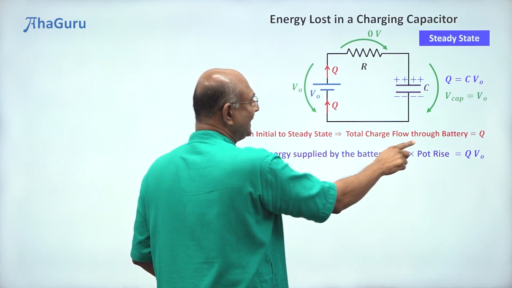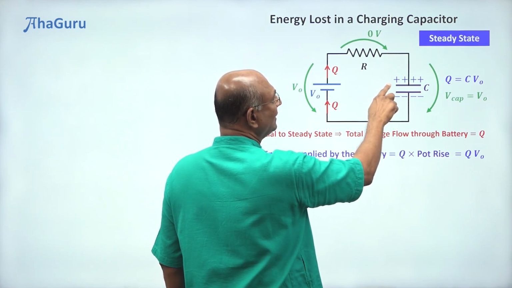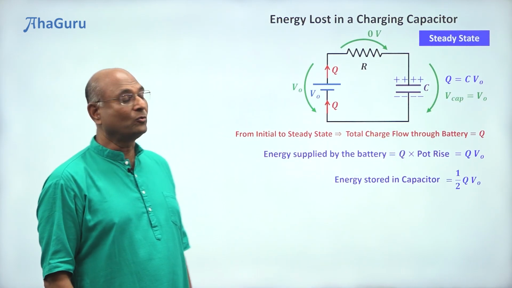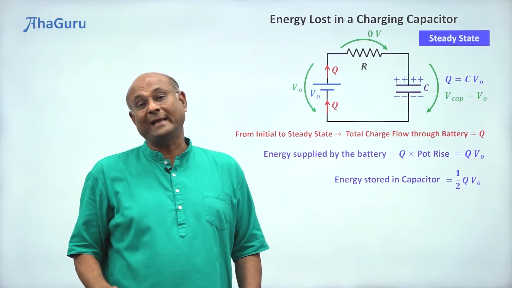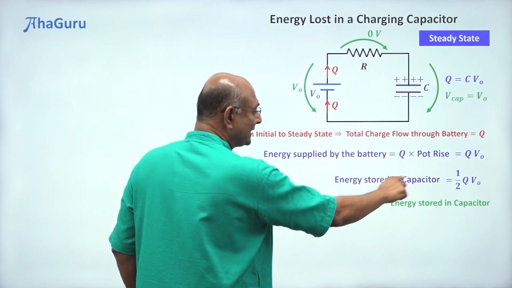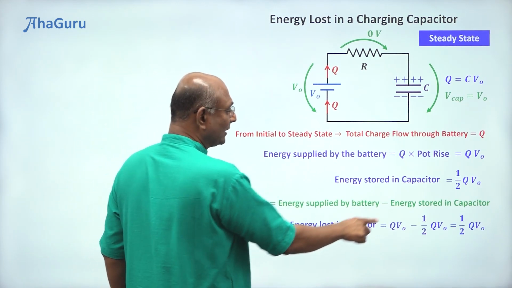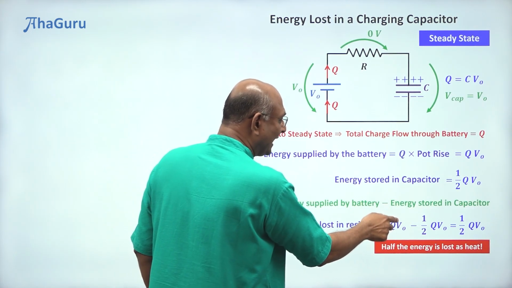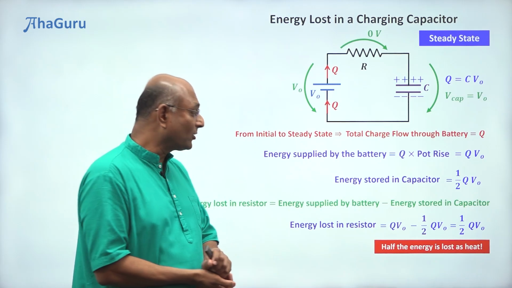So how much energy is the battery supplying? Q times V0. Okay, how much energy is stored in the capacitor? Well, the energy stored in the capacitor is half Q times the potential drop, half Q times V0. Using this we can find out the energy that is dissipated by the resistor as heat. So the energy lost in the resistor is the energy supplied by the battery minus the energy stored in the capacitor. So the energy lost in the resistor is QV0 minus half QV0, so it is half QV0. Notice that this is exactly half the energy supplied by the battery. Half of the energy supplied is lost as heat. That's quite a lot of heat, right?